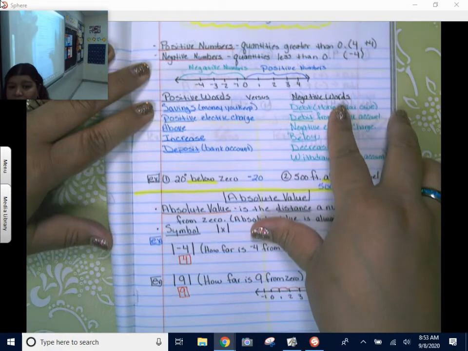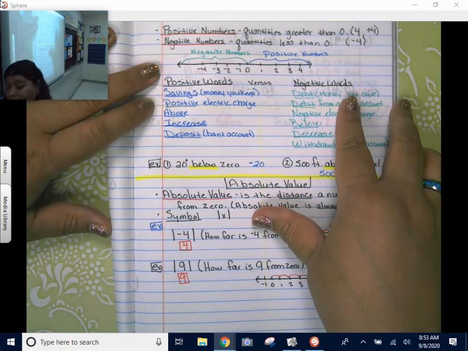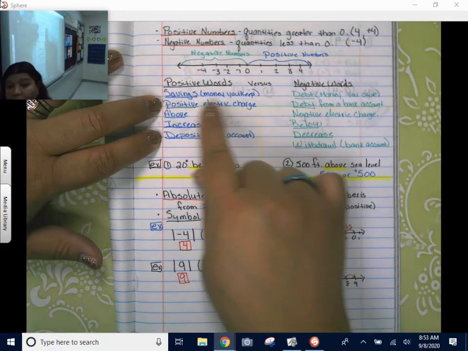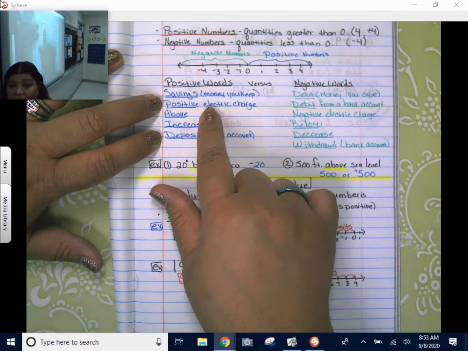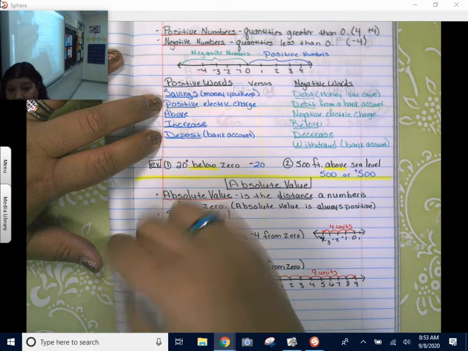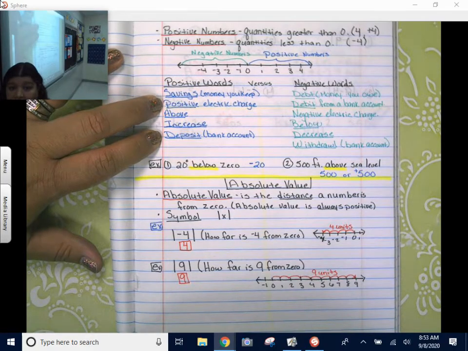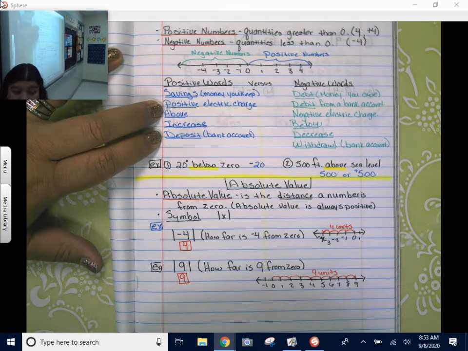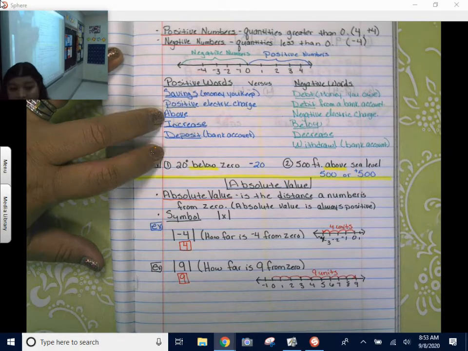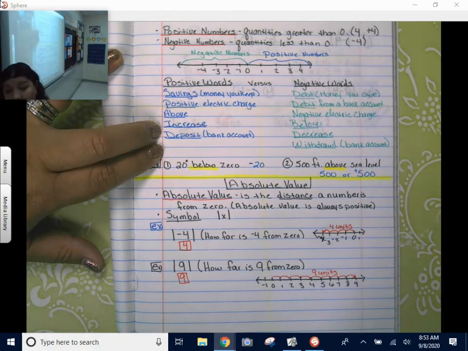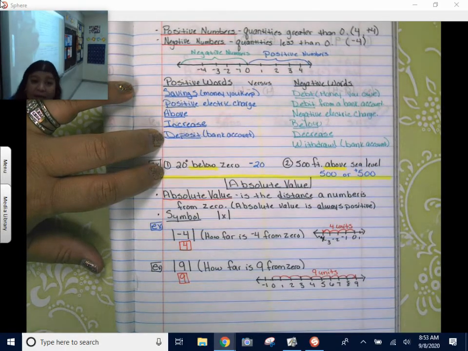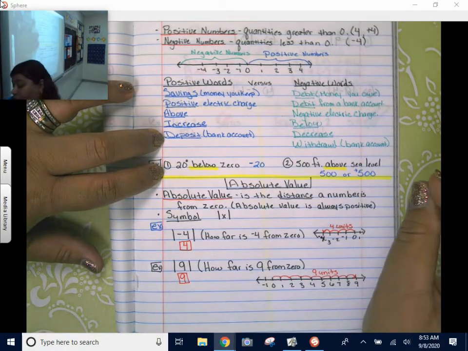Some of the words that you'll be seeing in your word problems for positive versus negative, I wrote some down here for you. When we talk about money, anything that goes into your savings account, that's money you keep, that's a positive. Positive electric charges in science. Anything that says above or increase, those are positive numbers. Deposit goes into your bank account, so that's another positive number.